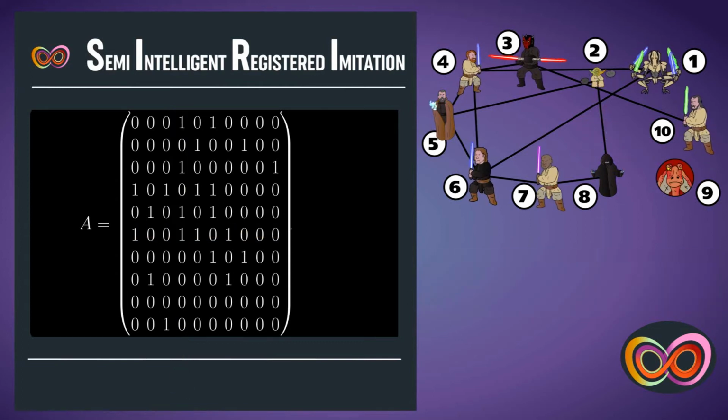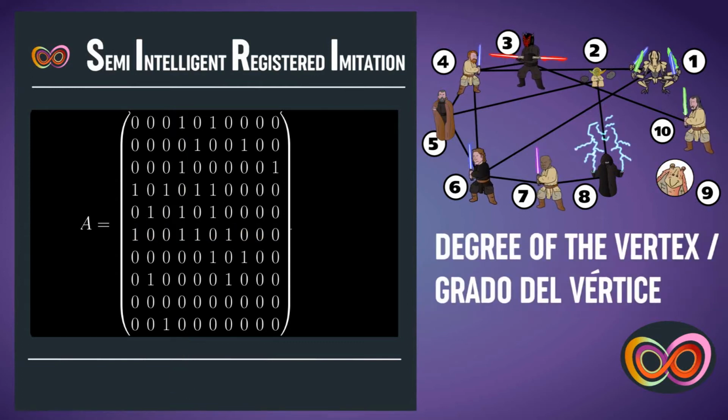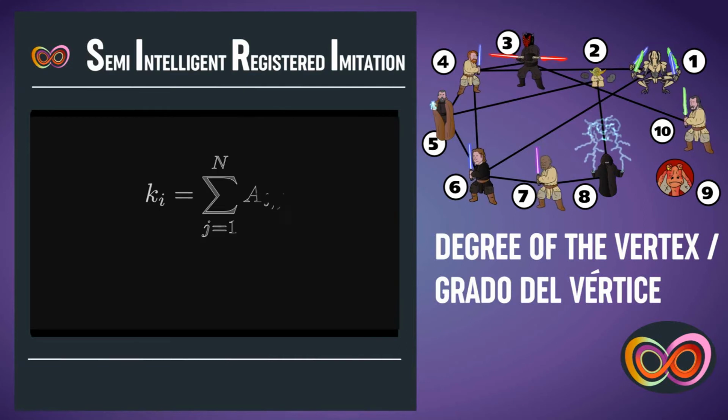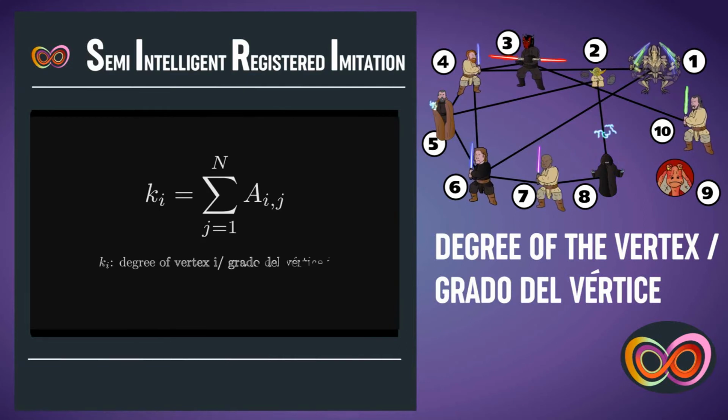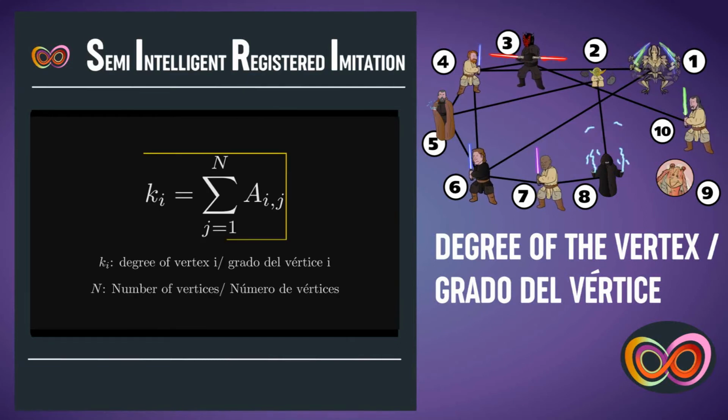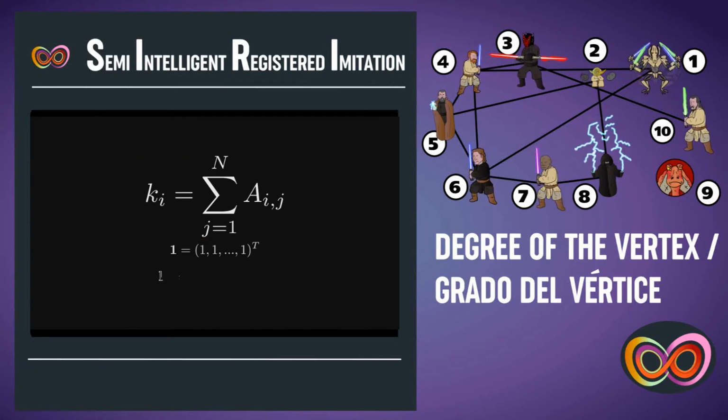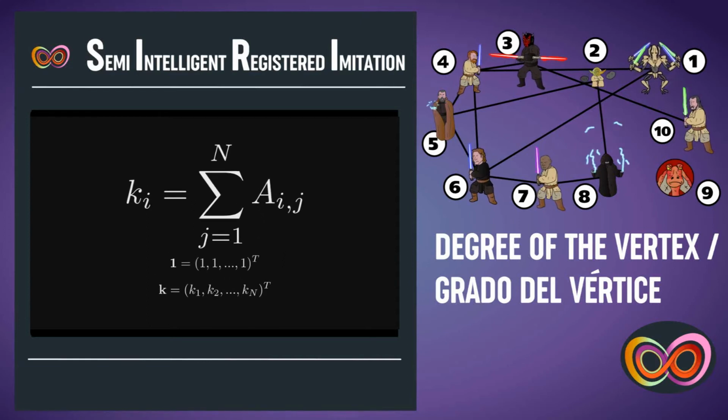The number of edges starting at a given vertex is called the degree of that vertex. Thus, the degree of the vertex number i can be written in the following way, as the sum of the elements of a given column of the adjacency matrix. In a more compact way, if we denote by 1 the vector that has all 1s, using a bit of linear algebra, we see that the vector of degrees can be written in this way.